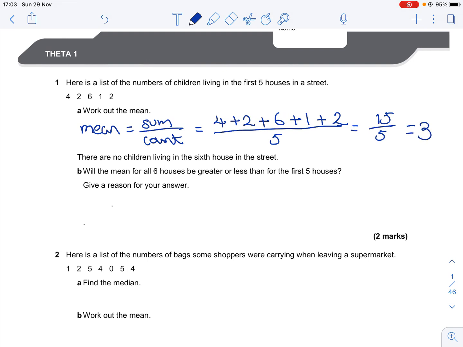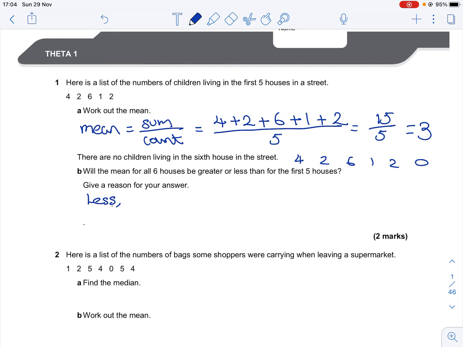Then we asked, there are no children living in the 6th house on the street, so that means the 6th one would be 0. So we have 4, 2, 6, 1, 2, 0. Will the mean for all 6 houses be greater or less than for the first 5 houses? Give a reason for your answer. And the answer is less.